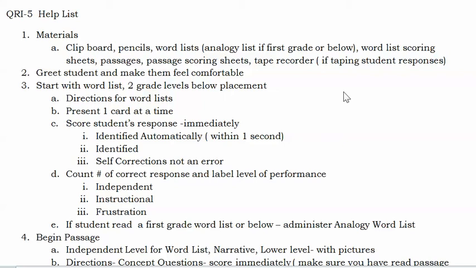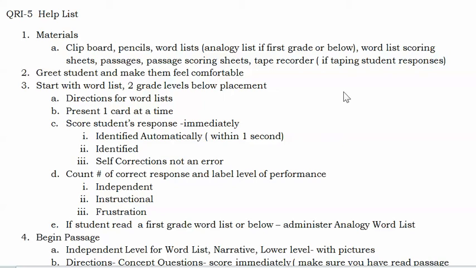You need the clipboard, and I recommend a clipboard because I do not want the student to see what you're writing. You hold a clipboard and you hold it up so that they cannot see exactly what you are writing down, because then they will be distracted and more interested in what you're writing instead of answering and reading for you. You need some pencils.